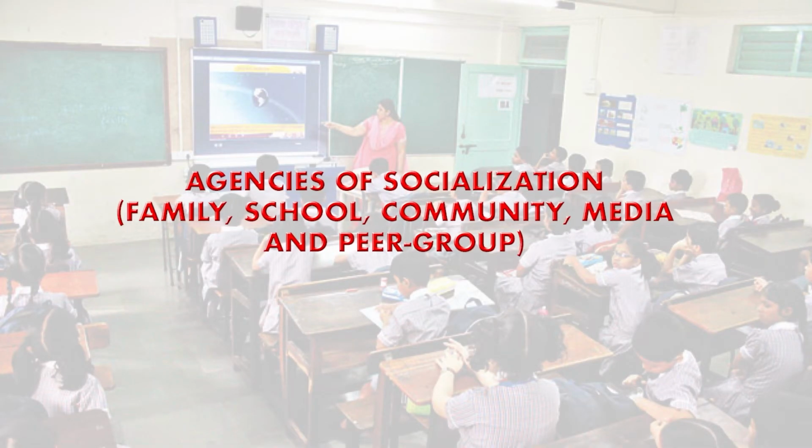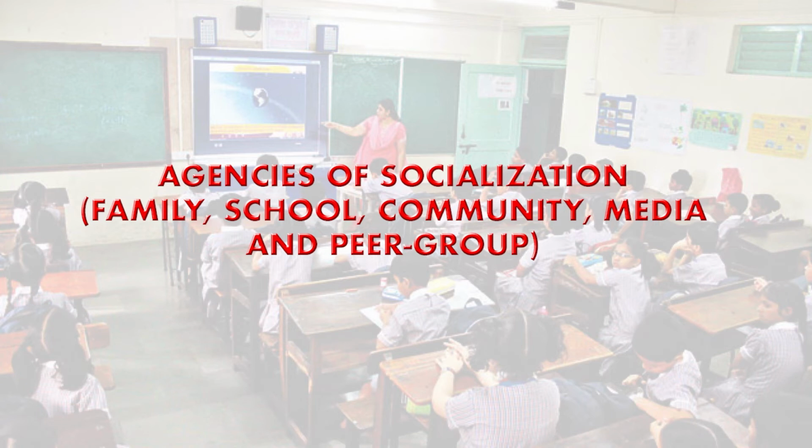Today we are going to discuss another topic from your course. Your course code is BESC 131 and the course title is Education, Concept, Nature and Perspectives. From this course, today we are going to discuss the topic titled Agencies of Socialization. Particularly, we will be discussing family as an agency of socialization, school as an agency of socialization, community as an agency of socialization, then further media and peer group as agencies of socialization.